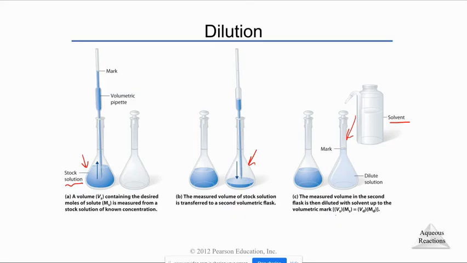Now, there's a formula for this, and I love how they did it in this example. They use VSMS equals VDMD. Basically, the volume of the stock solution times the molarity of the stock solution is equal to the volume of the diluted solution that you're trying to make times the concentration of the dilute solution you're trying to make. We often call this M1V1 equals M2V2.